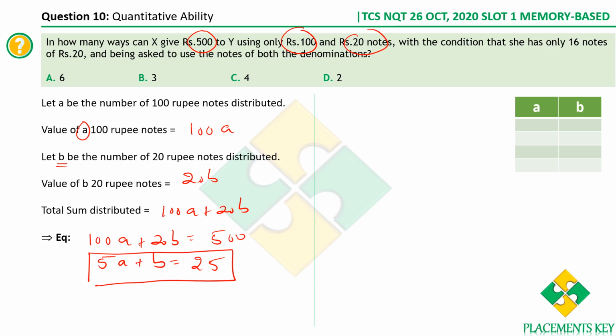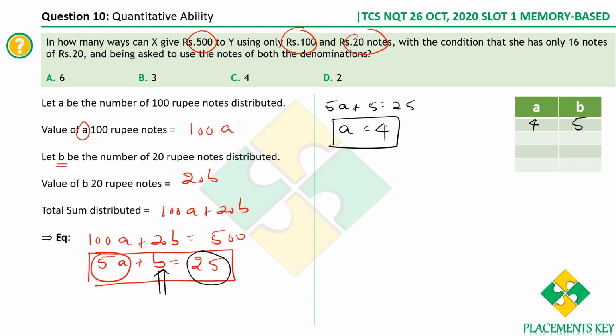Now, if we look at this, 5A is a multiple of 5, and 25 is a multiple of 5. Therefore, clearly B should also be a multiple of 5. Is that clear? We know that B can't be 0 because we'll have to use the notes of both the denominations. Therefore, let's start B from 5. If B is 5, what do we get as the value of A? 5A plus 5 is equal to 25, so 5A is 20, and A is equal to 4. This is one possible combination.